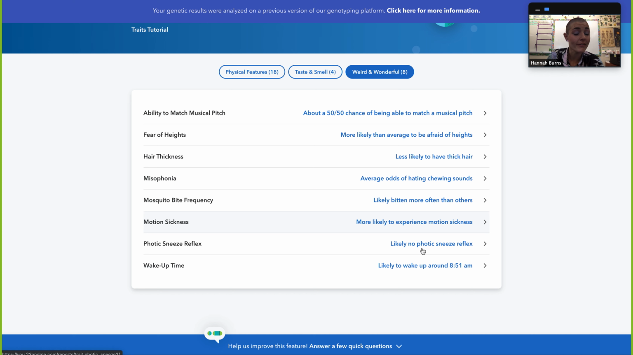I do not have a photic sneeze reflex, but my husband and my son do. What this means is essentially if you're exposed to sunlight, then you'll sneeze. So if you walk outside and you sneeze pretty often, then you probably have a photic sneeze reflex.